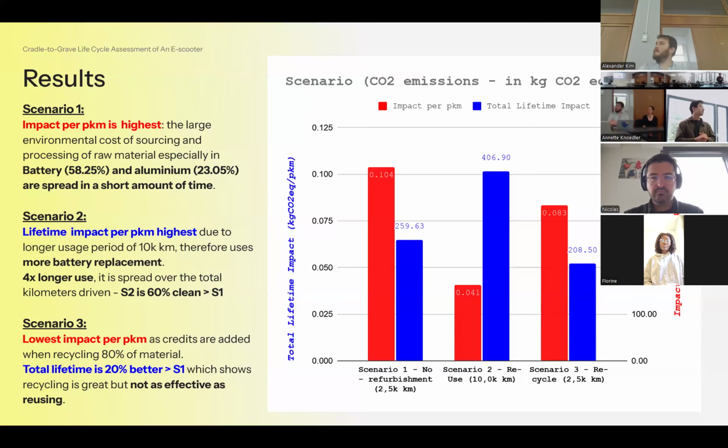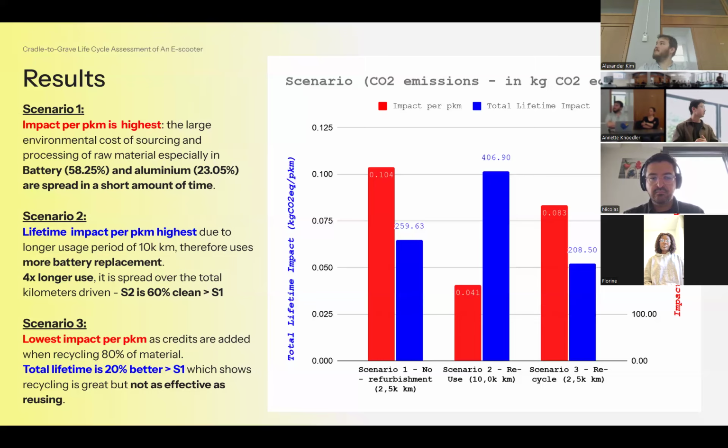The second scenario, we can see that it has the highest lifetime impact per person per kilometer. And this is because we extended the usage of the e-scooter up to 4 times, and therefore we add an additional battery for times 4. However, you can see, because we extended the life of the e-scooter, if you divide it by the per kilometer per person, it is actually 60% cleaner than the first scenario.